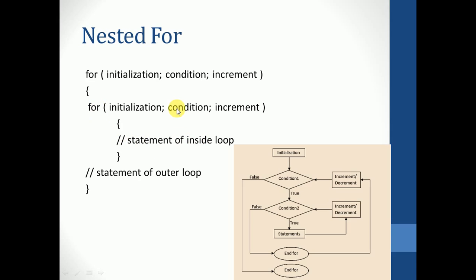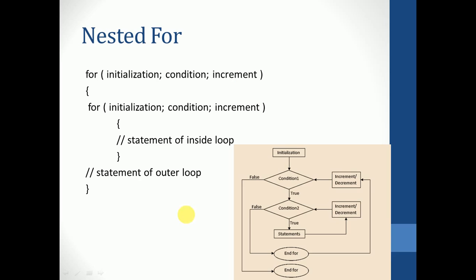As soon as this condition arrives, it checks for the condition. If the condition is satisfied, it gets inside this particular loop and the statements will be executed. Once it sees the closing bracket, it comes and increments the inside for loop, and after incrementing, again it goes and checks for the condition. Now if the condition is true, it again gets inside the loop, or otherwise if the condition is not satisfied, where does it go? It comes out of this particular for loop and it starts to increment the next loop.